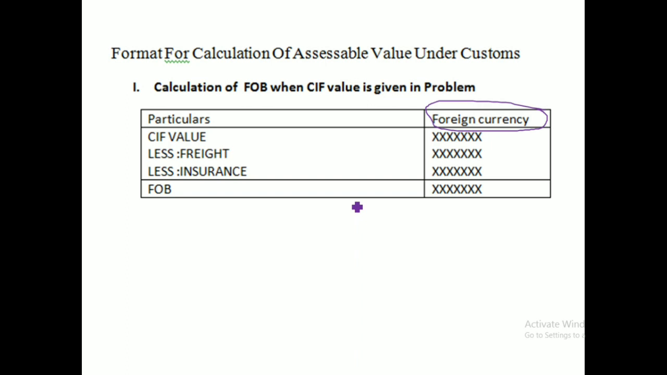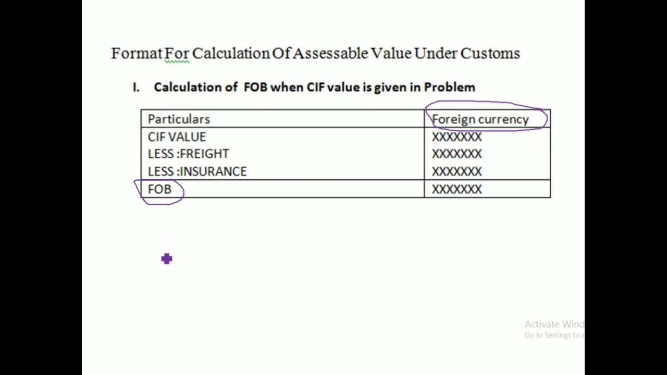If in the problem the CIF value has been given, first and foremost, we need to deduct freight and insurance charges to get the FOB. What do you mean by FOB? Free on board, or otherwise called freight on board. Let us consider one example to understand this concept in a better manner.